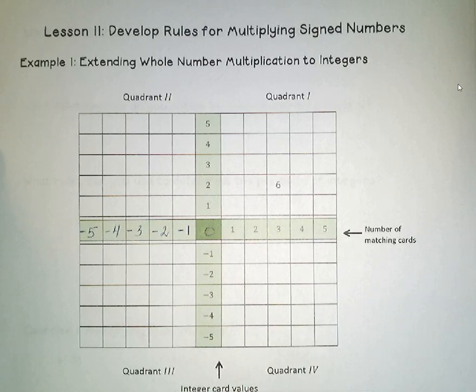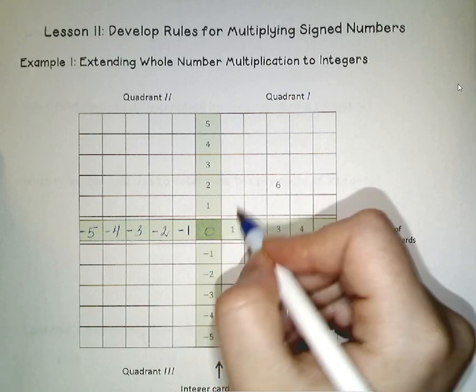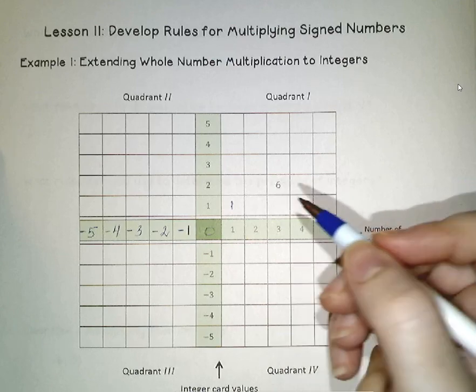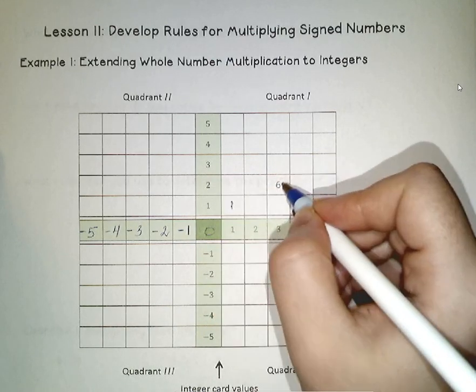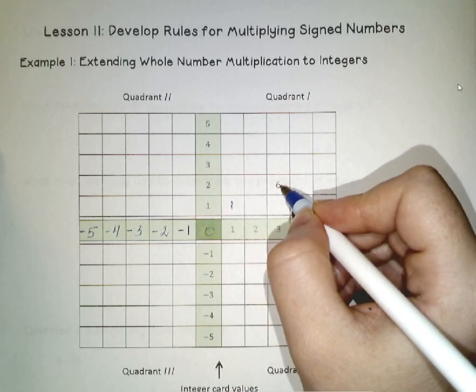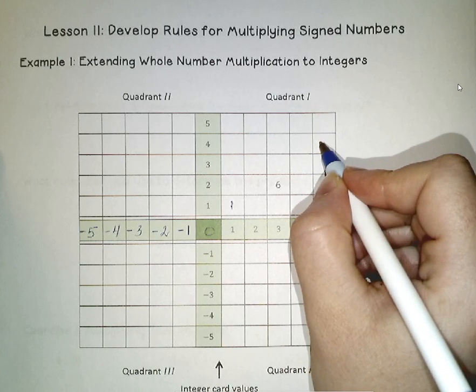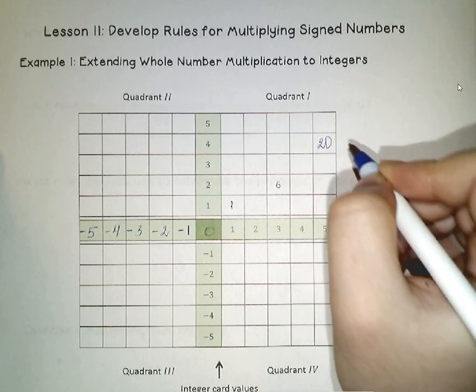Okay, so when we add one set of one card, it's going to be 1, right? When we add 3 sets of 2, so it's going to be 2 plus 2 plus 2, and it's going to be 6. If we look at 5 sets of 4, it's going to be 20, right?